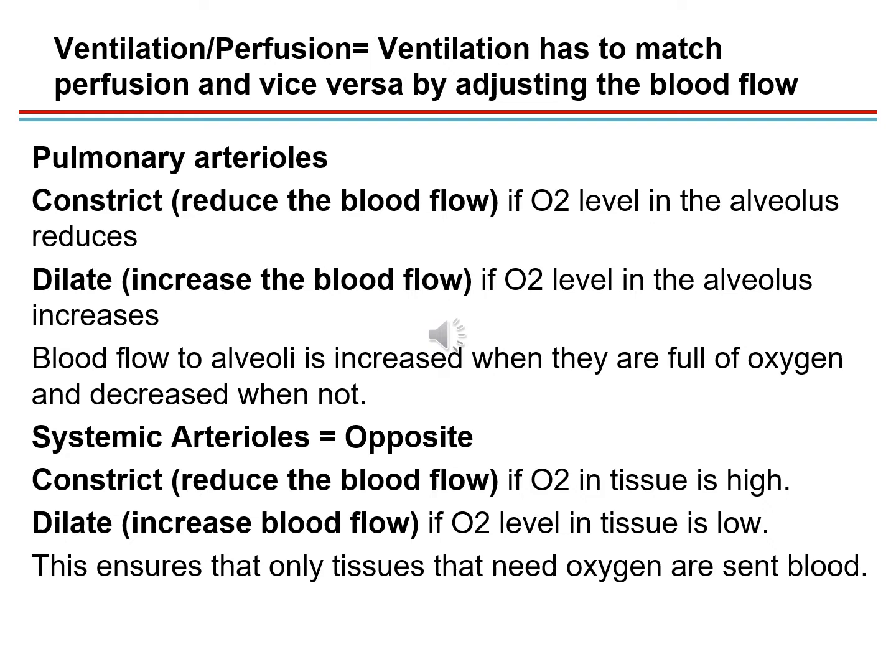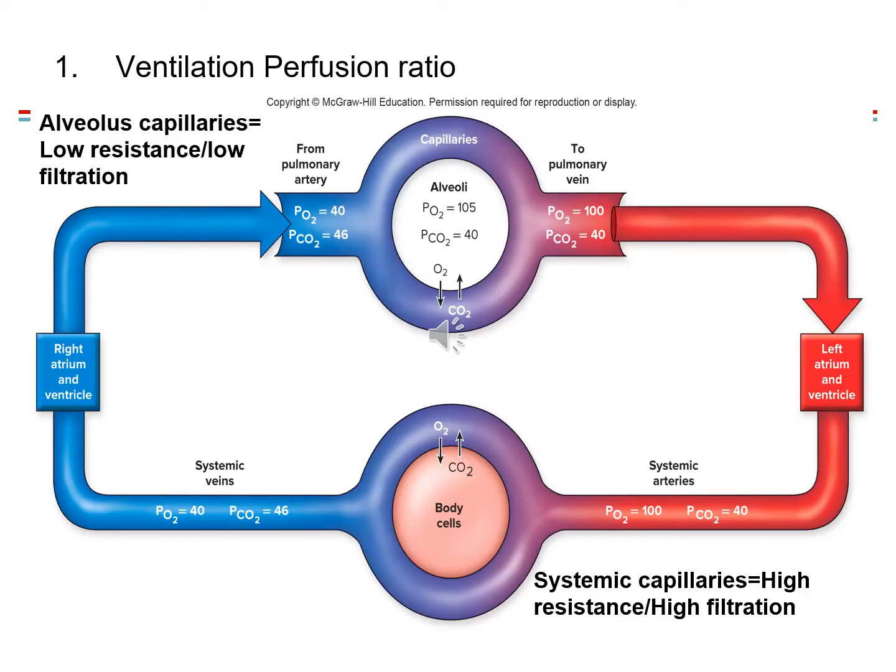So the pulmonary arterioles and systemic arterioles, between each other, are the ones that keep that ventilation perfusion ratio that determines the ideal concentration of oxygen and carbon dioxide in plasma. Another important concept about the ventilation perfusion ratio is the resistance of the capillaries in the two main parts, either around the alveoli at the lung level or around the tissues, which are the systemic capillaries.